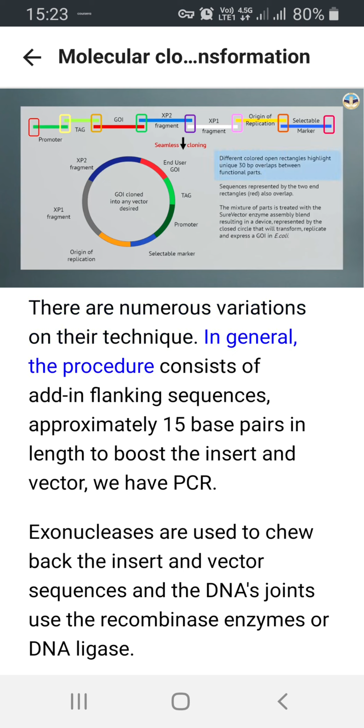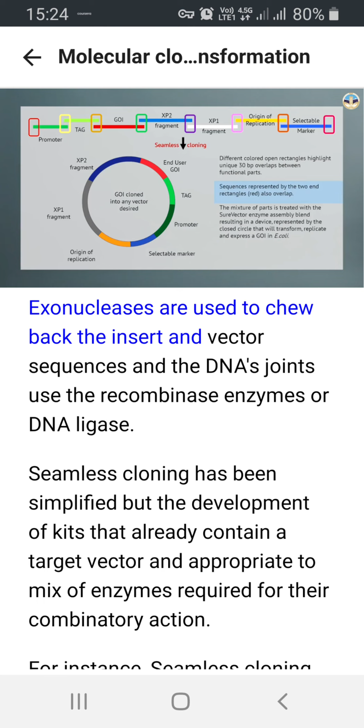In general, the procedure consists of adding flanking sequences approximately 15 base pairs in length to both the insert and vector via PCR. Exonucleases are used to chew back the insert and vector sequences, and the DNA joins using recombinase enzymes or DNA ligase.